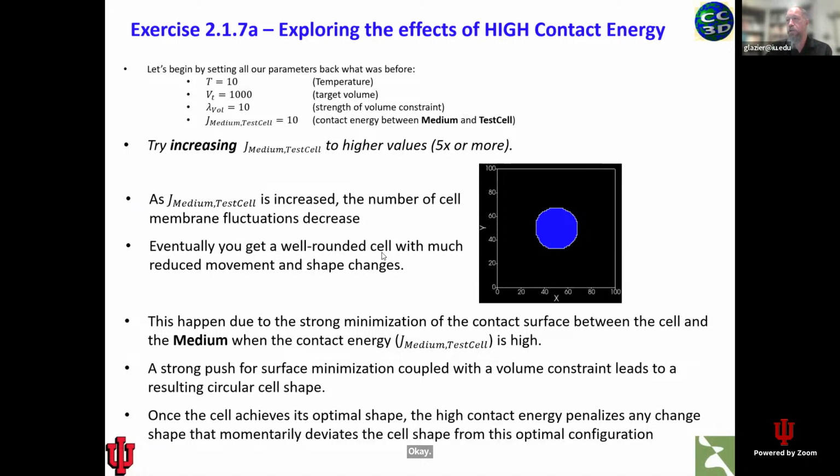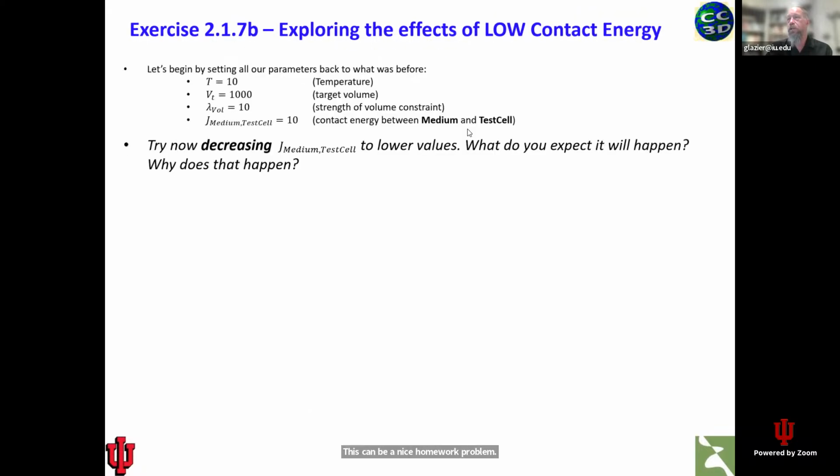I'm going to skip the rest of this exercise. We're going to run out of time if I don't do that. This can be a nice homework problem. You can see what happens when you have very high contact energy. What I would like you to do before I do that, though, is there's one thing that is important. Why don't you make J medium cell very small? Make it 1 instead of 10. What happens?